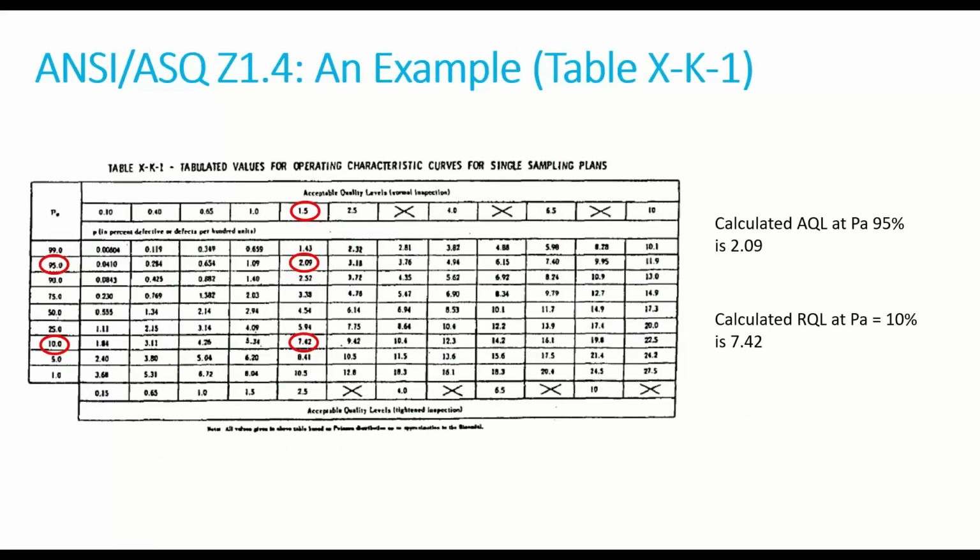Okay, and this is going to give us some numbers. This is going to give us our AQL and our RQL. We don't put them in, it gives it to us. So here's our acceptable quality. Our AQL is 1.5.